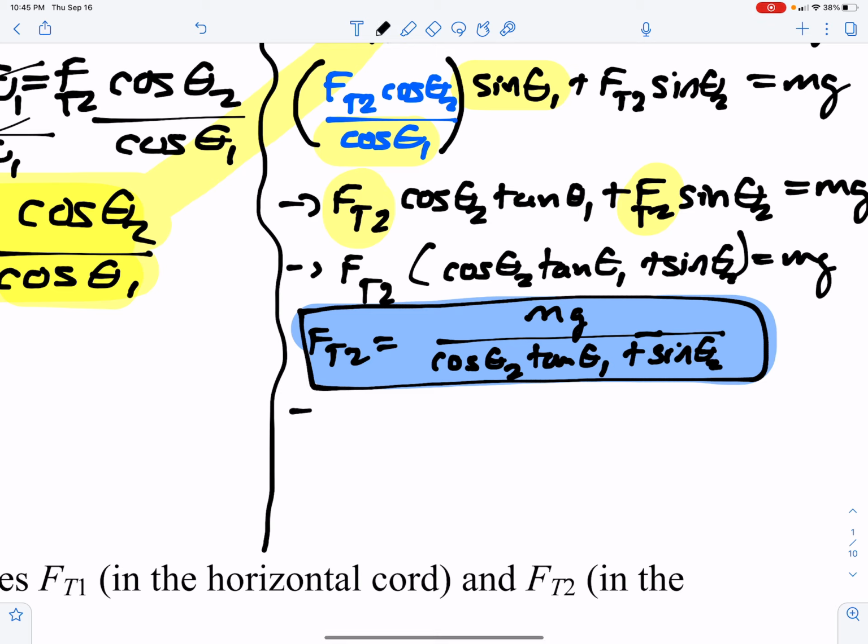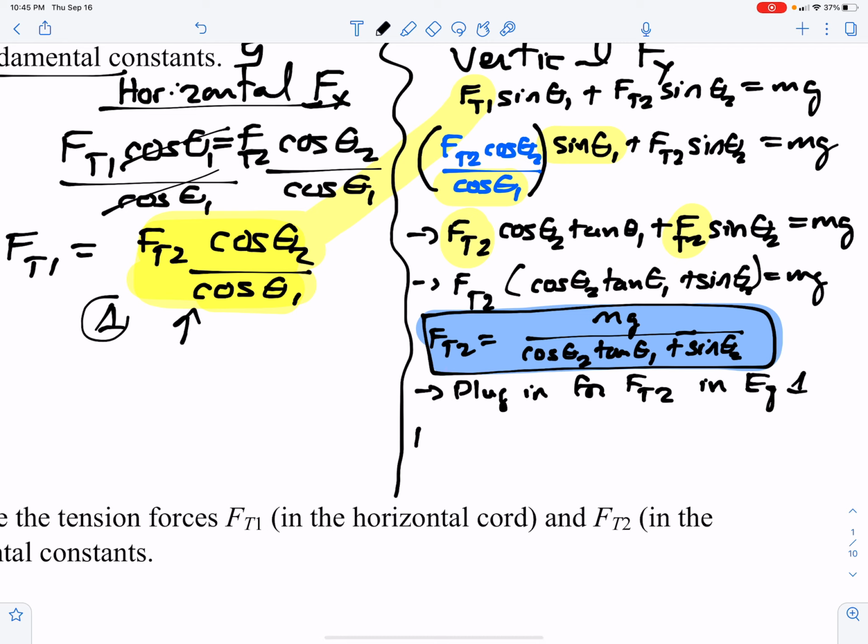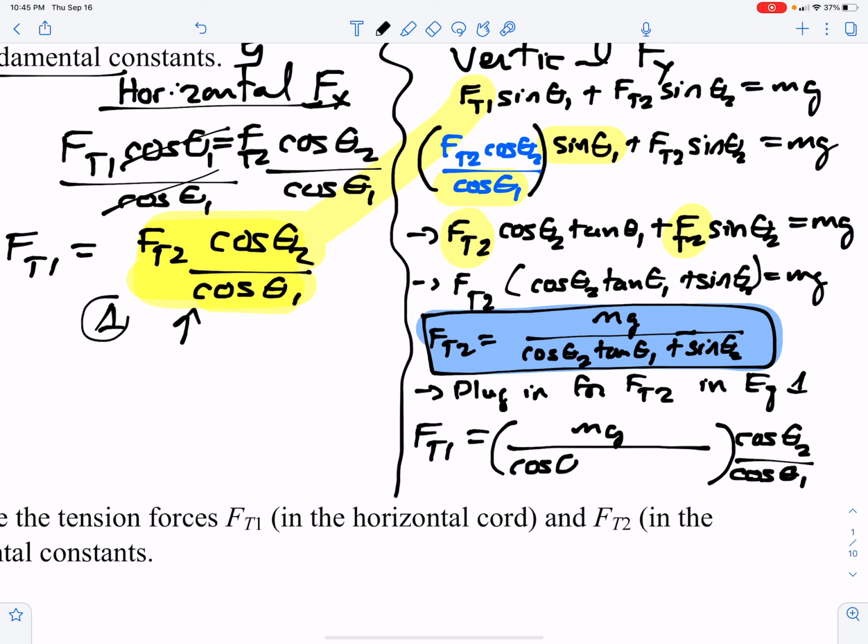Now, we're going to plug this in for F_T2 in equation 1. Equation 1 was right here. So F_T1 is going to be this big, huge value for F_T2, plugged right in there, times what's left over, which is cosine theta 2 over cosine of theta 1. So we've got mg over cosine theta 2 tan theta 1 plus sine of theta 2.